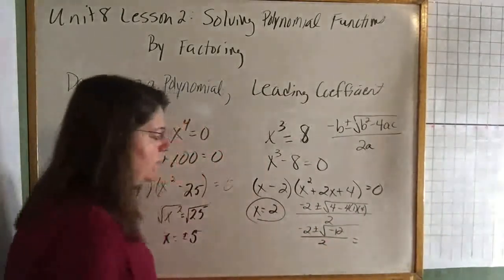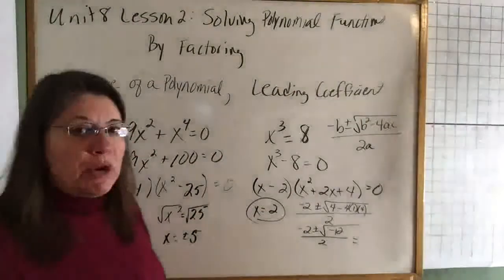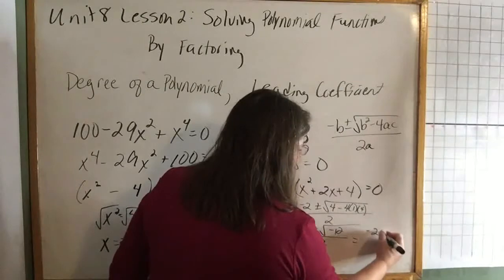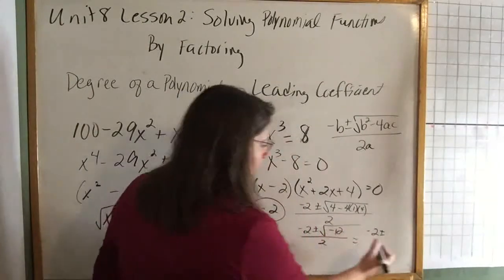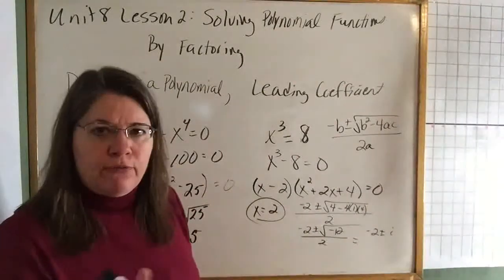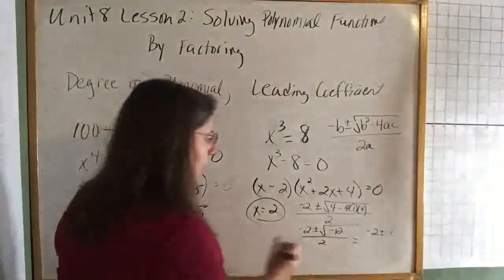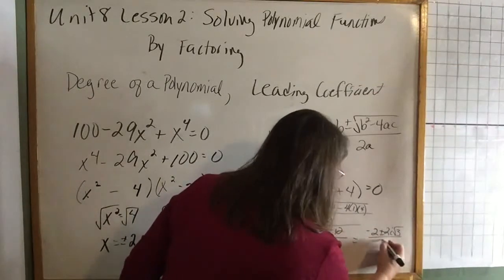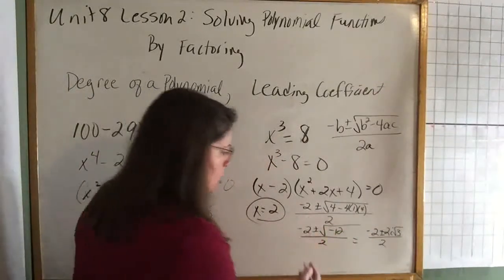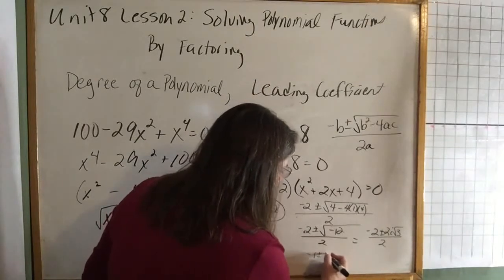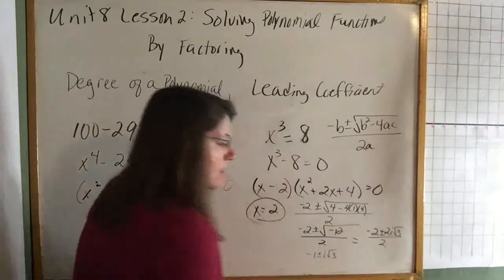To simplify the square root of negative 12, I can bring an i out, so these are imaginary roots. I've got a negative 2 plus or minus, and i comes out. 12 is 4 times 3. 4 is a square number, so I can bring a 2 out. So I can bring out a 2i. We've got the square root of 3 left inside, and that's all over 2. So that means my two roots are -1 plus or minus i square root of 3.